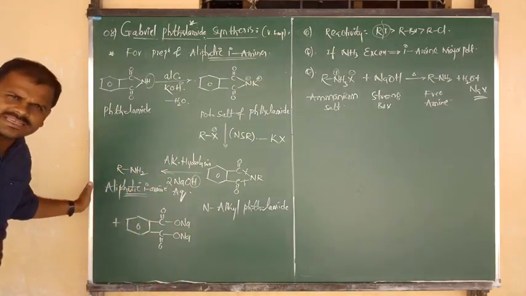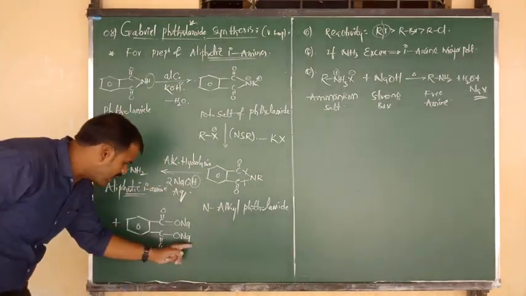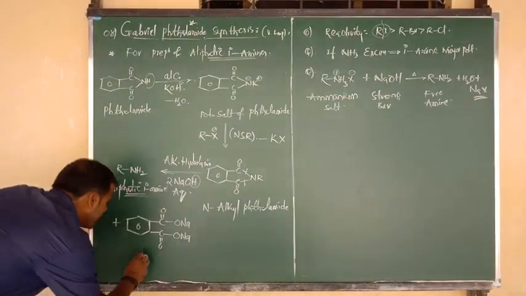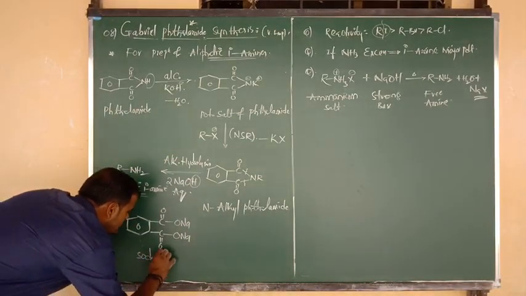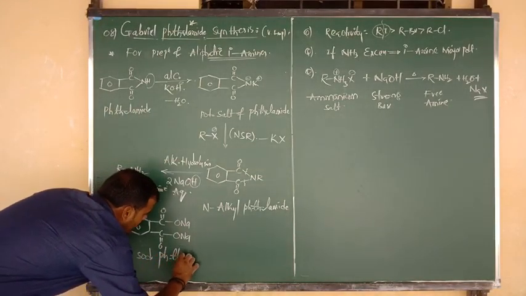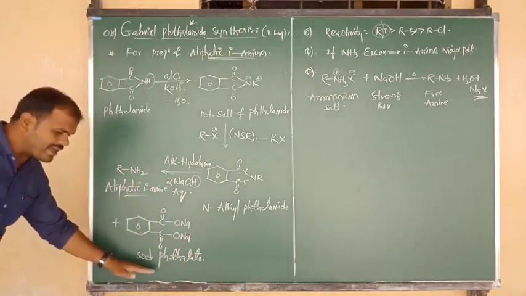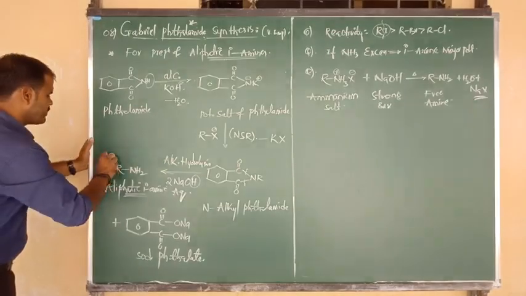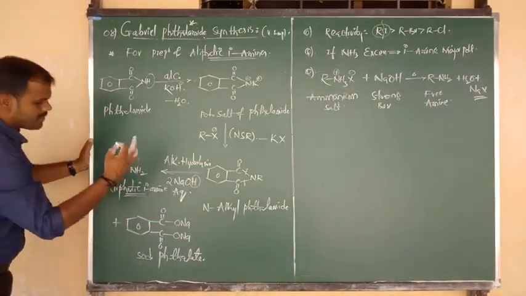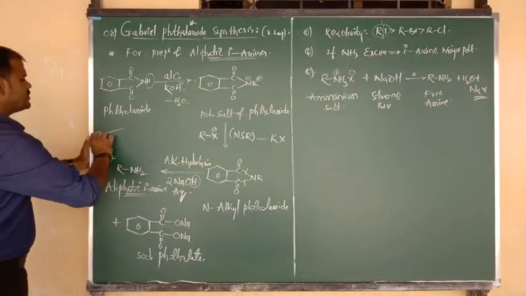Looking like phthalic acid, but which phthalic acid? Sodium salt of phthalic acid, or we can say the short name is nothing but sodium phthalate. What we can say, beta? Sodium phthalate. This is your final byproduct, but the main product is nothing but the aliphatic primary amine. Okay, this is your reaction.